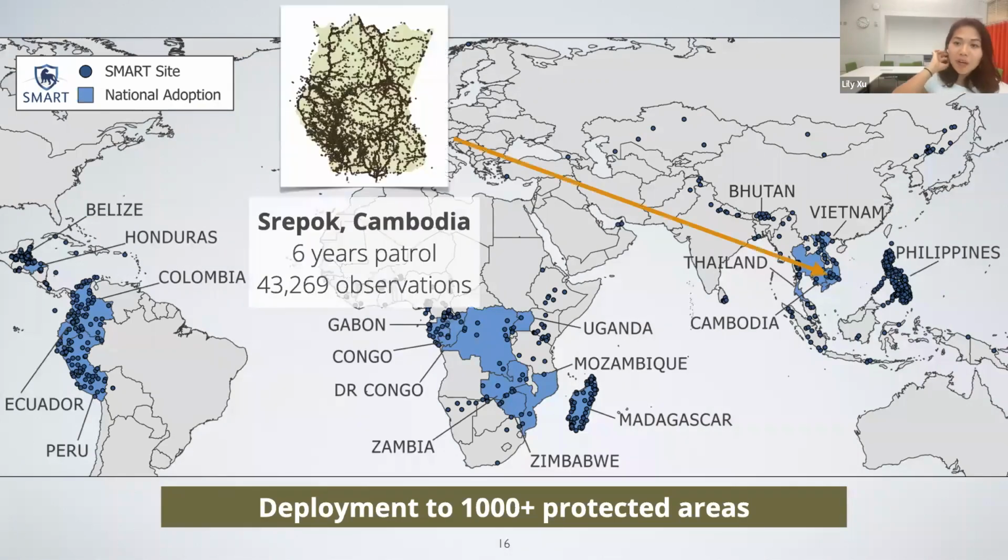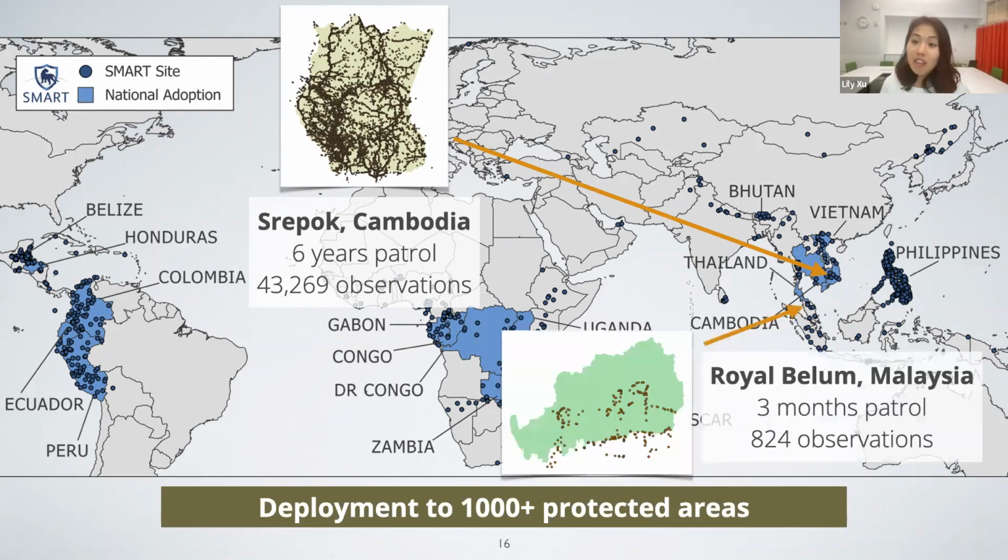So that makes our PAWS system, therefore, also available to all thousands of protected areas that are using the SMART system. But some of the parks on SMART are similar to SHPOC, where they have a lot of historical patrol records, many years of data, and we can use this to make reasonable estimates of poaching risk. But there are other parks on the SMART platform, such as Royal Baloum State Park in Malaysia, that are only just beginning to use SMART and start recording their patrols.